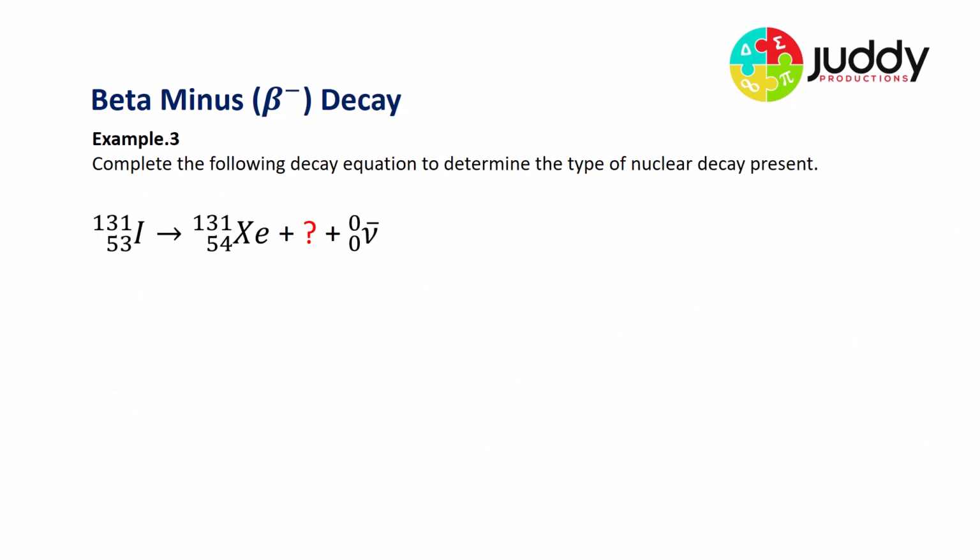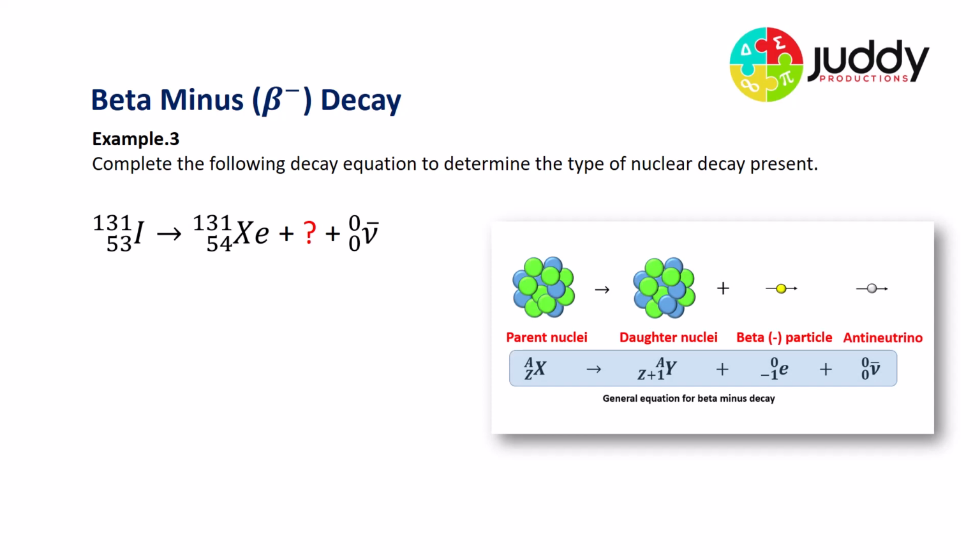Our final example. Complete the following decay equation to determine the type of nuclear decay present. Here's our general equation of beta minus decay. We can see in this example that the mass number of both the parent and the daughter nuclei remains constant, and the atomic number of the parent nuclei, being iodine, is one less than the atomic number of the daughter nuclei, being xenon. We can also see that an antineutrino is being emitted, so that clearly indicates an increase of 1 in the atomic number, and an emission of an antineutrino tells us straight away that this is a beta particle. But let's try the mathematics.